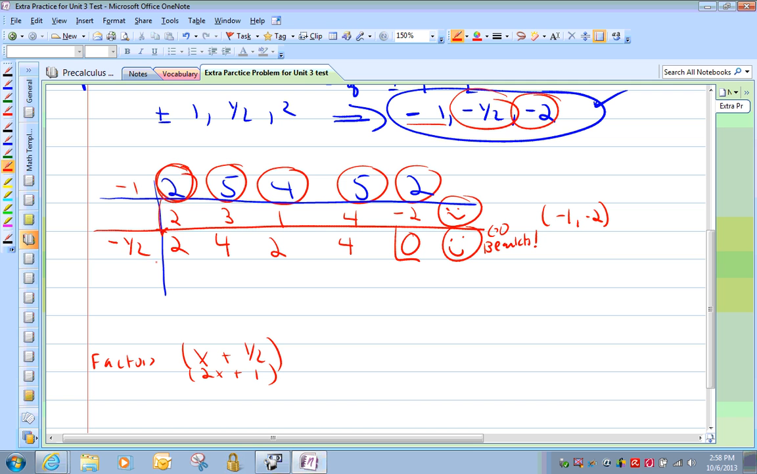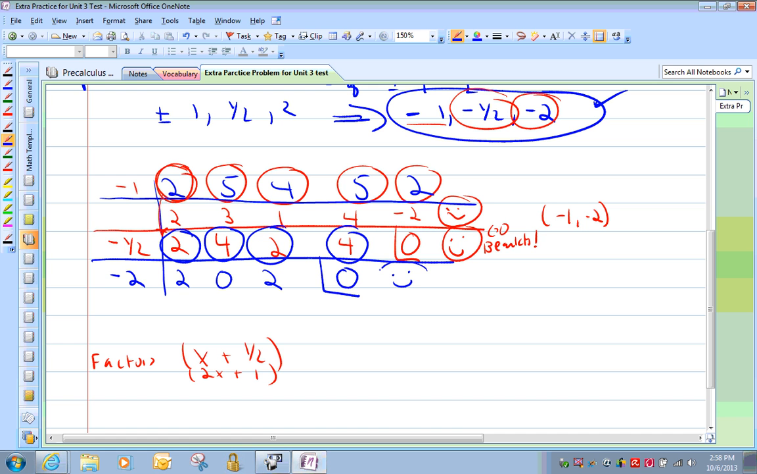Well, I'm going to use my new values now, since I found a 0, to synthetically divide, because now I'm in a 3rd degree polynomial, and I'm going to use -2. All right, let's keep going. So bring down this 2. 2 times -2 is -4. -4 and 4 is 0. 0 times -2 is 0, and 2 would be 2. 2 times -2 is -4, and 4 would be 0. Hallelujah, we find another one.